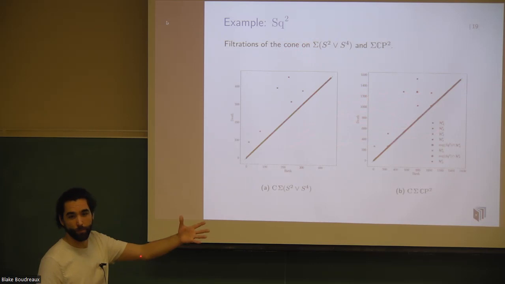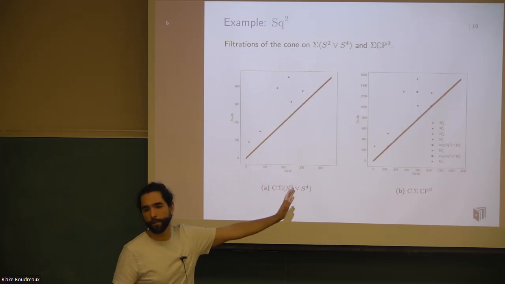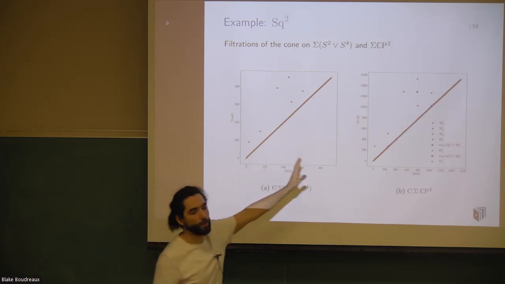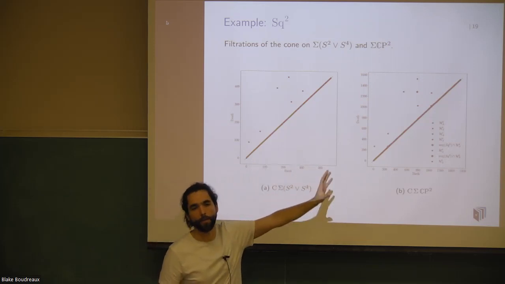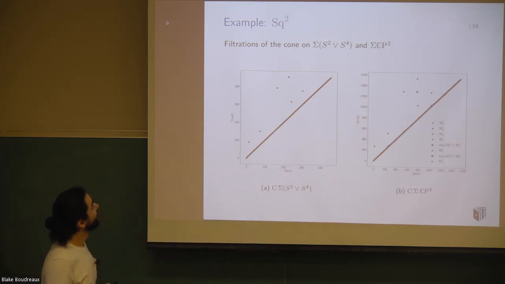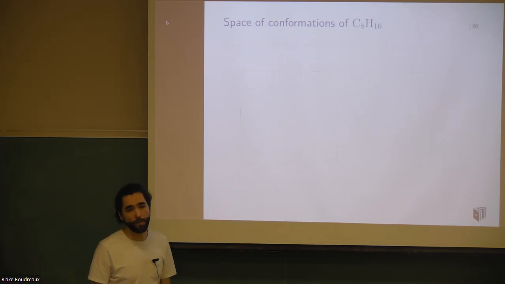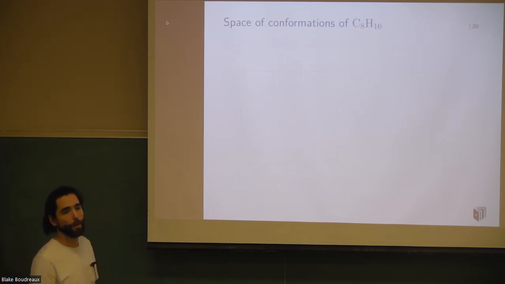So if you just use the infinite bars, if you just look at the cohomology there, you wouldn't see anything, no matter how fine your tool is. But the fact that these are persistent things, we still see interesting information despite the final spaces being contractible. Okay, now to an application from the real world. This comes from the space of conformations of the cyclo-octane molecule. I'm going to think of this problem as a point cloud.